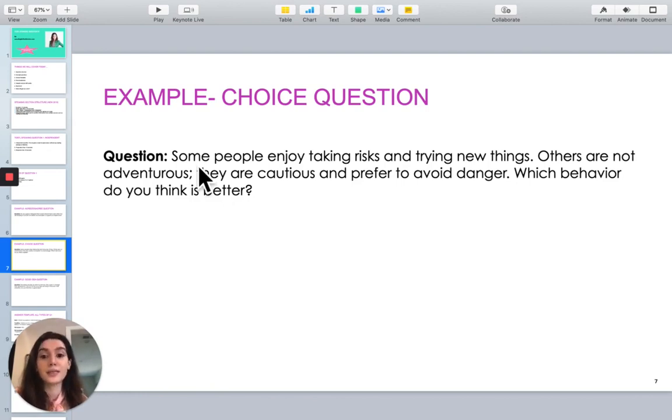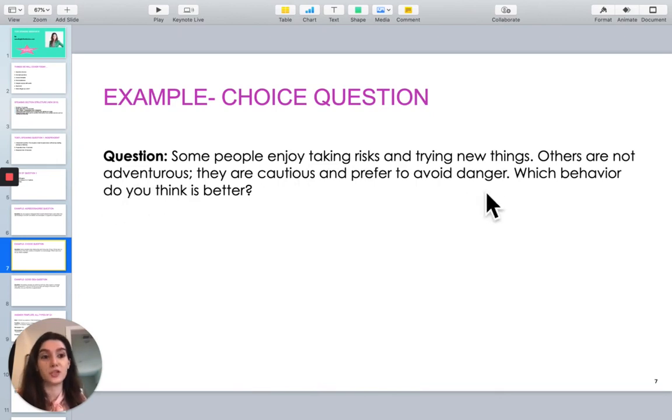So the example for this question is, some people enjoy taking risks and trying new things. Others are not adventurous, they're cautious and prefer to avoid danger. Which behavior do you think is better? So you have to pick a choice between these 2. One is, do you want to take risks and try new things, or do you prefer to be cautious and prefer to avoid danger?